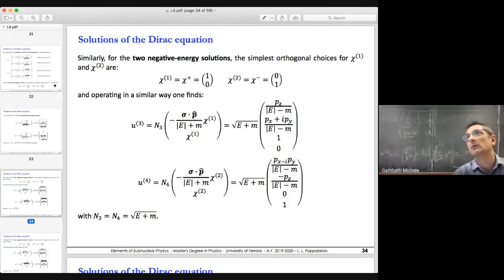Now, of course, we can work out the negative energy solutions, which we cannot neglect. They are part of the set of orthogonal solutions. And now again, we make an arbitrary choice for chi 1 and chi 2, which is always 1, 0, 0, 1. We do exactly the same algebra we did on the blackboard, and we obtain U3 and U4 in the same way. Of course, now they look different because these are the negative energy solutions, right? And again, the normalization constant is still the same. So now we have formally derived the four solutions of the Dirac equation, two corresponding to positive energy and two with negative energy.